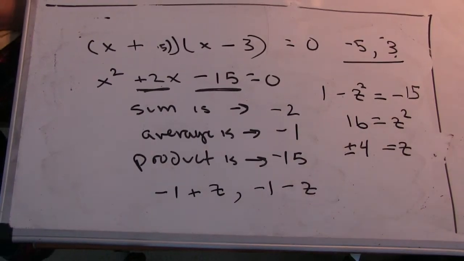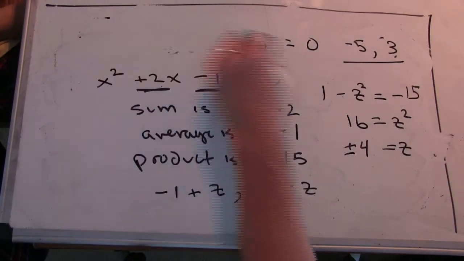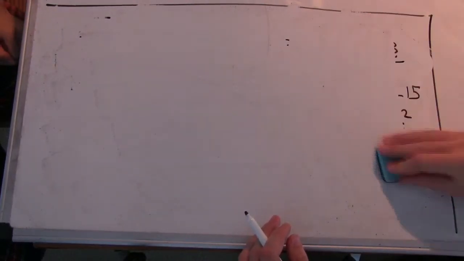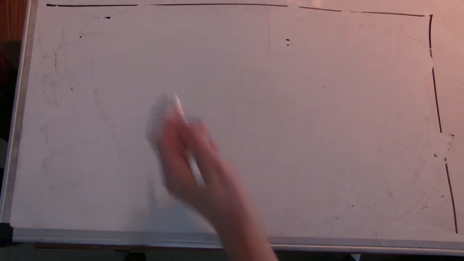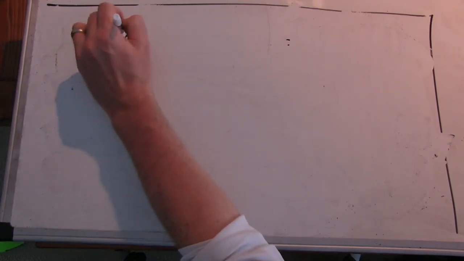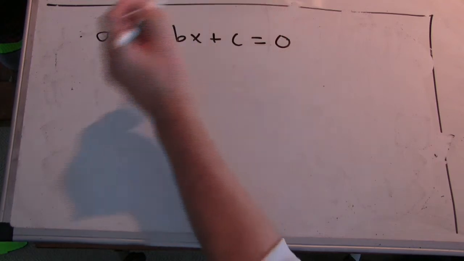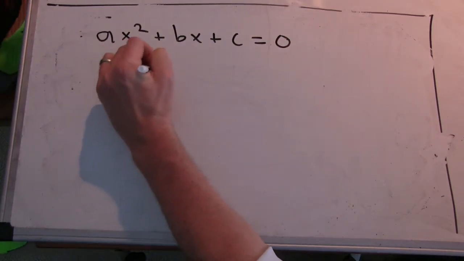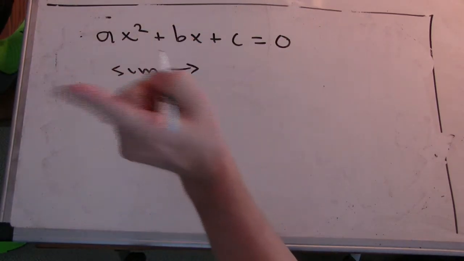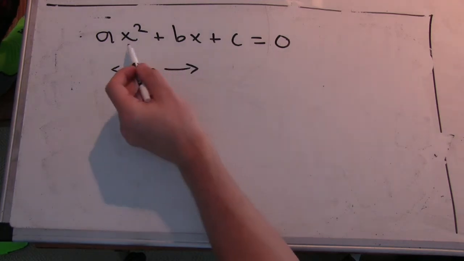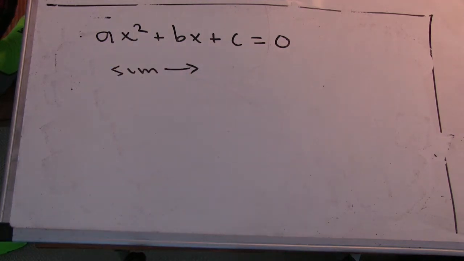Okay, so now we're going to have a general equation here. Ax squared plus bx plus c equals 0. So the sum of the roots is what? Can you tell me? Negative b. It's negative b when this front term is 1.